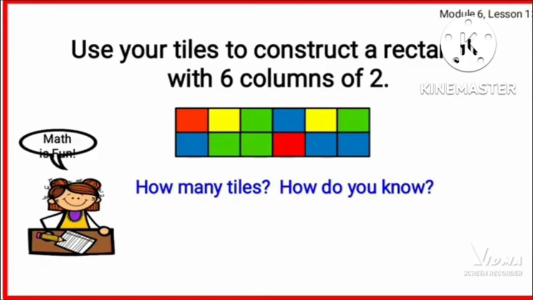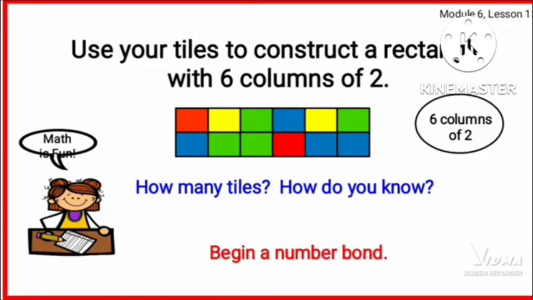Now here is 6 columns of 2. It's a rectangle of 6 columns of 2. That means there are 12 ties. 12 ties in this array. Count and you will find that. Here's the number bond.